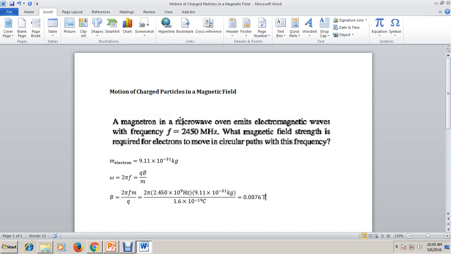Now compare that with a microwave oven. A microwave oven is simply a box. The electromagnetic wave that is produced is confined within that box, and the strength of the magnetic field would be very much weaker compared to the ones used in radio broadcasting. Okay?